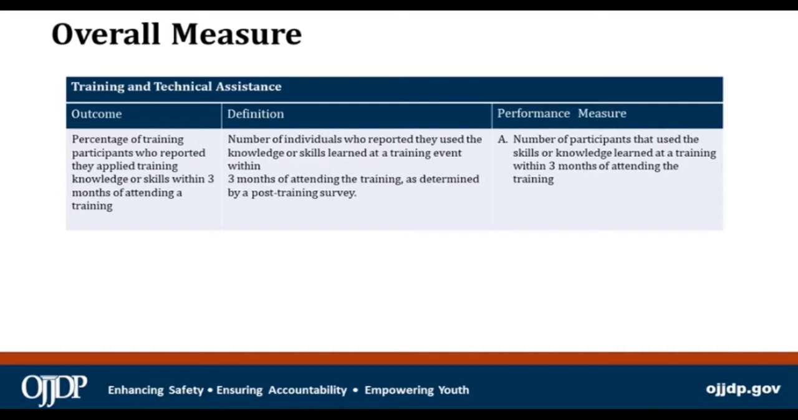For this TTA overall outcome measure, you'll provide data on the total number of individuals that used the skills or knowledge learned at a training within 3 months of attending the training, which will be determined by a post-training survey. For example, when you begin collecting data for the upcoming reporting cycle, July to December 2021, you will capture post-survey data received during the reporting cycle that reflects that individuals used the knowledge or skills that they learned from a training event that occurred during the previous reporting cycle or within 3 months of attending the training.